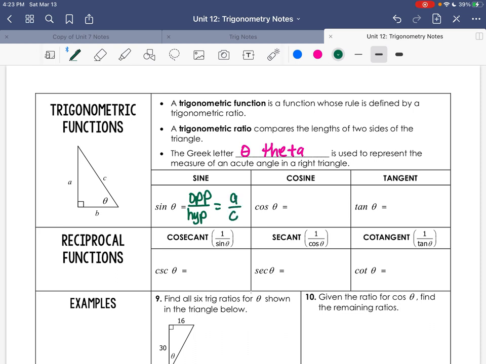All right, so opposite of theta means if you look across from theta, what side are you looking at? And then the hypotenuse is always opposite of the right angle. So just wanted to make sure that makes sense.